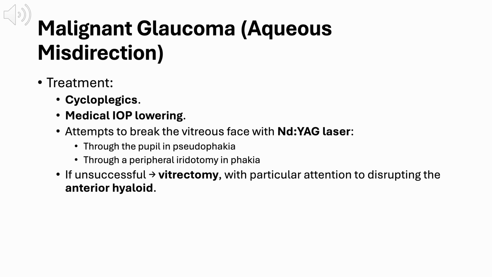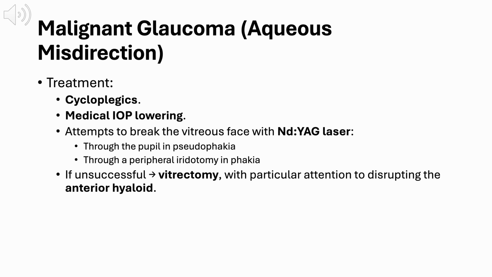At the same time, we use medical IOP-lowering therapy just to stabilize the pressure while we try to break the misdirection. Next, we attempt to disrupt the anterior hyaloid face with Nd:YAG laser. In pseudophakic eyes, you can go right through the pupil. In phakic eyes, you may need to work through a peripheral iridotomy to get access. If the hyaloid face opens, the pressure gradient equalizes and the chamber usually deepens quickly.